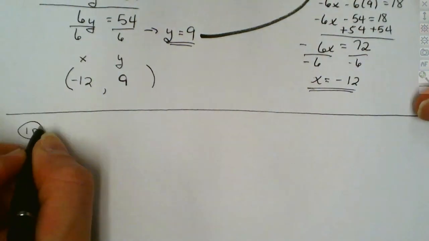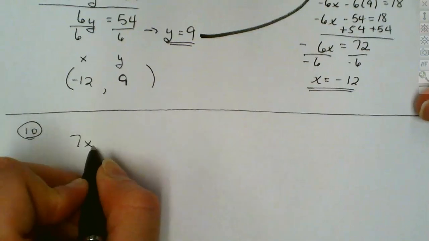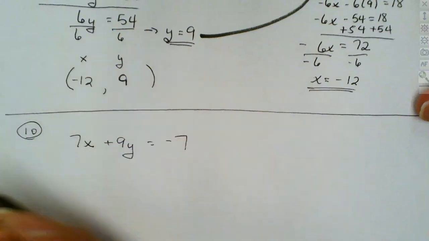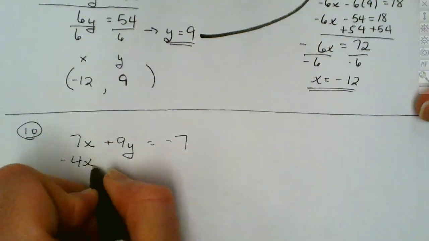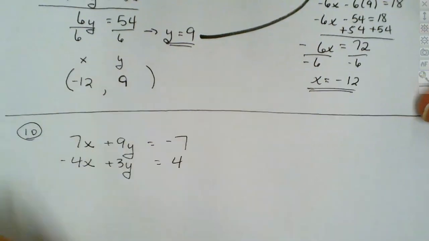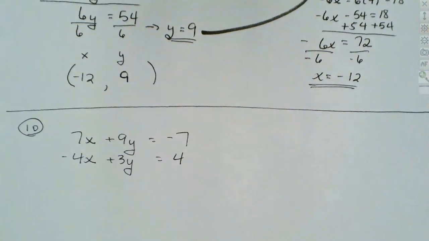Question 10. We've got 7x plus 9y equals a negative 7. And we've got a minus 4x plus 3y equals 4. And we'll take a break after this question. Where would we begin? What would you want to multiply by? And which equation? If I gave you this and I said solve it, where would you begin?